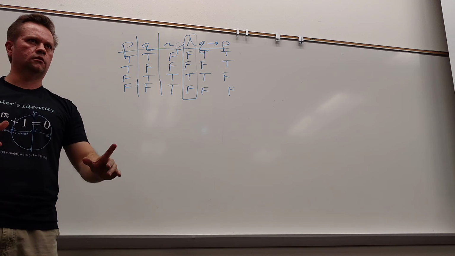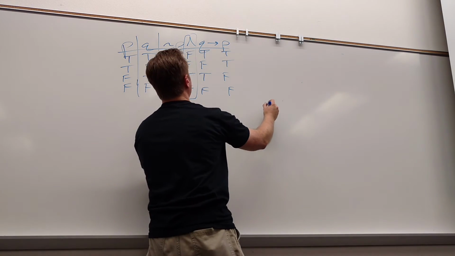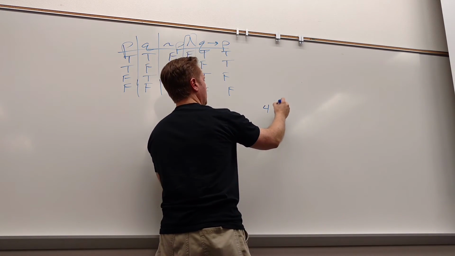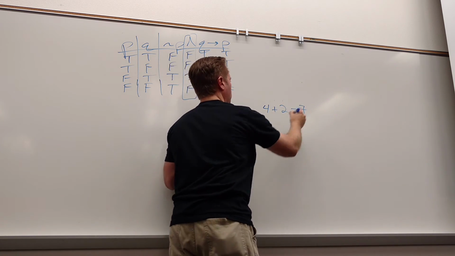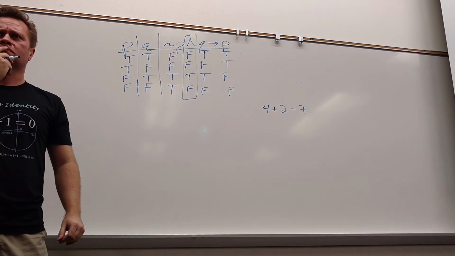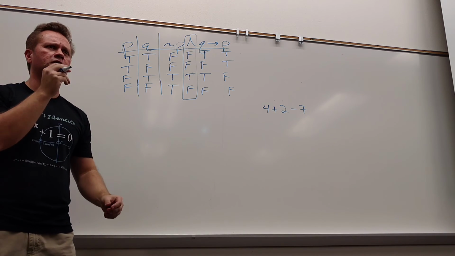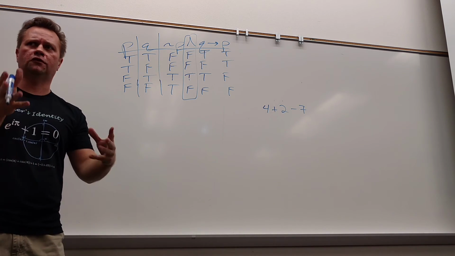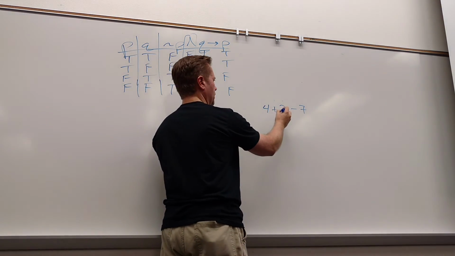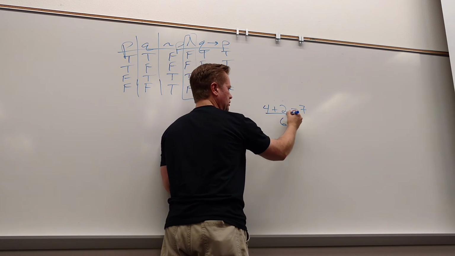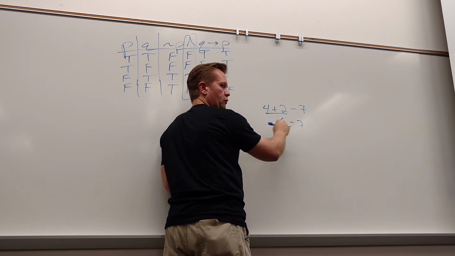Okay. So let me ask you guys, if you had to do this problem here, how would you do that problem? Don't overthink it. It's not a trick. What do you do first? 4 plus 2 is? 6. And then you take the answer of this, and you take 7 away from it, right?